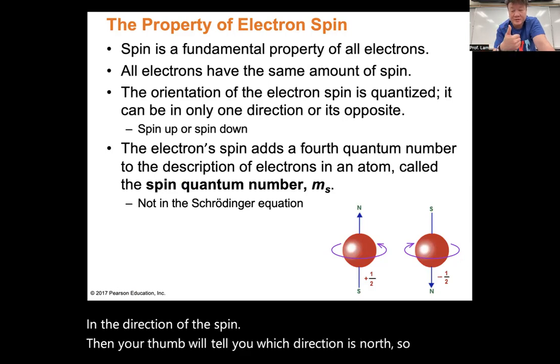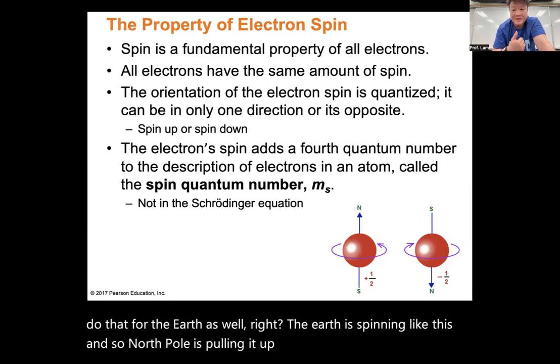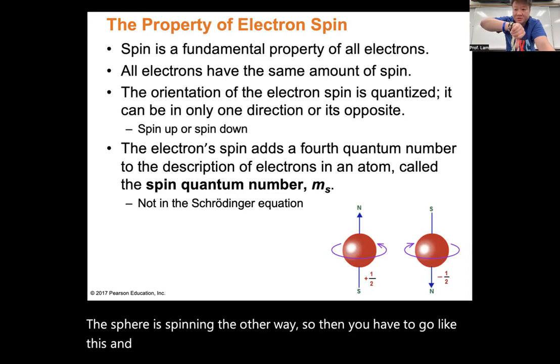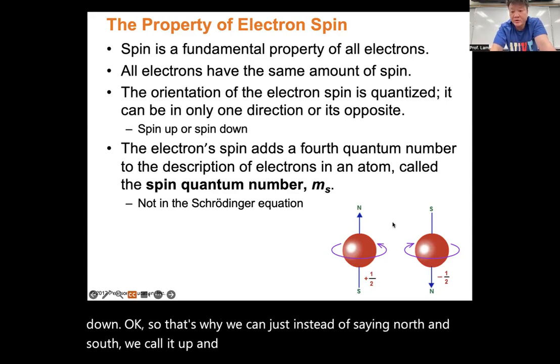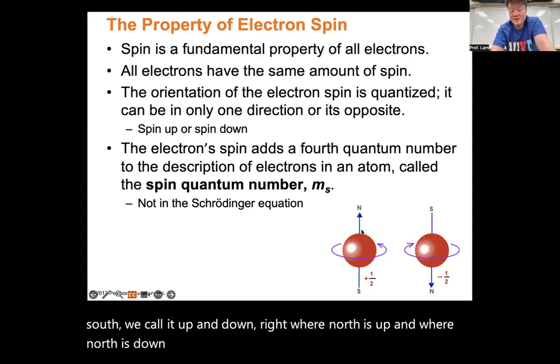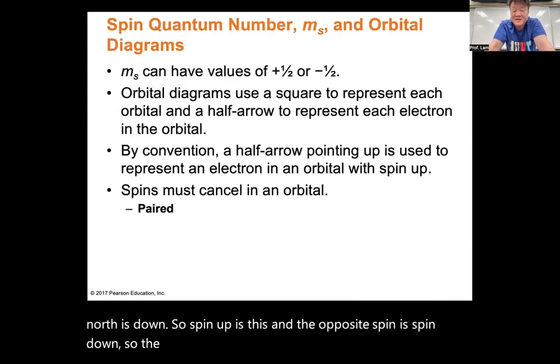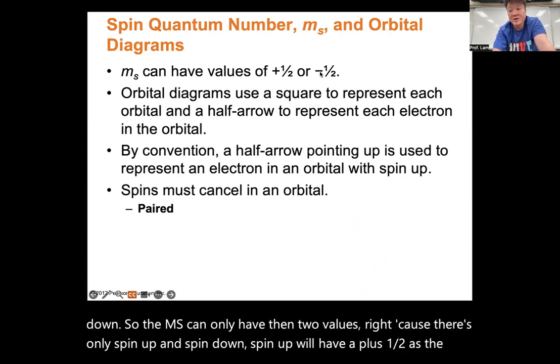You can do that for the Earth as well, right? The Earth is spinning like this, and so the North Pole is pointing up. But now what happens if the sphere is spinning the other way? Then you have to go like this, and see your thumb is now pointing down. So north is now down. That's why instead of saying north and south, we call it up and down, where north is up and where north is down. So spin up is this, and the opposite spin is spin down. So the MS can only have two values, because there's only spin up and spin down. Spin up will have a +1/2 as the value, and spin down will have a -1/2.